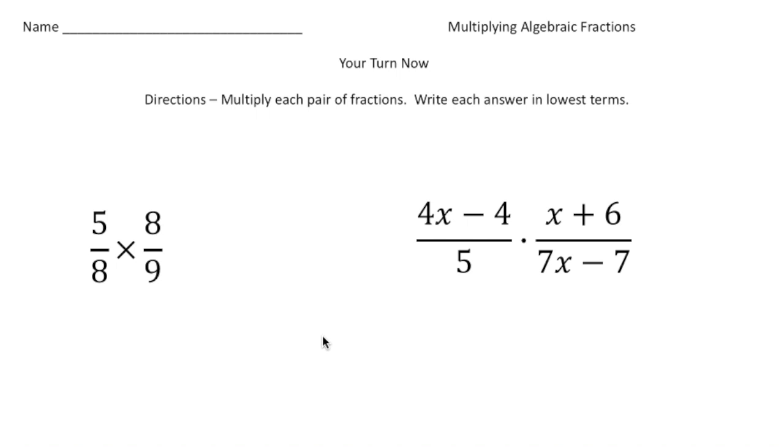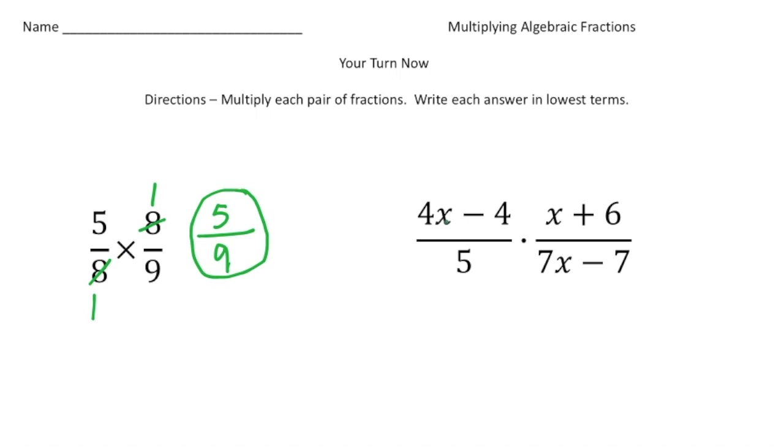Alright, welcome back. Let's see how you do with these practice problems. So here we have just 2 plain fractions, 5/8 and 8/9. So remember, you're allowed to cross-reduce, right? So that 8 will turn into a 1, and this 8 will turn into a 1. So 5 times 1 is 5, and 1 times 9 is 9, so it's 5/9.